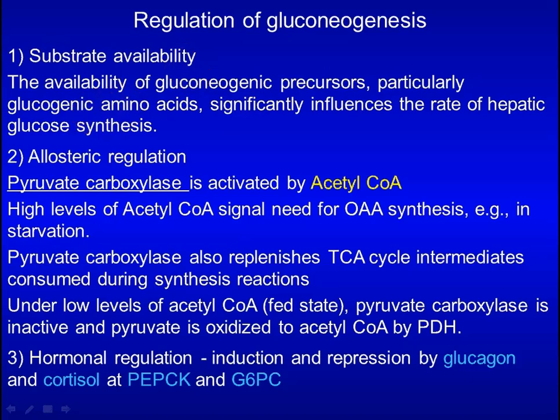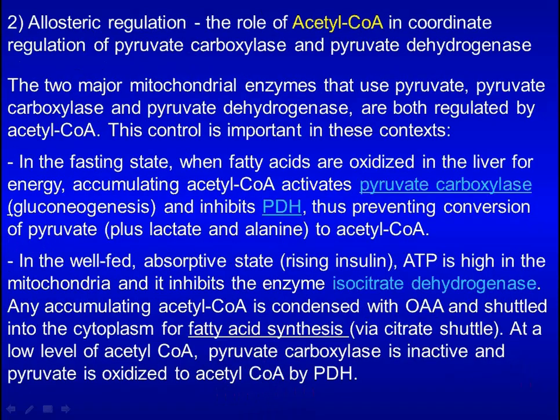Second, it is regulated by allosteric regulation. It occurs at pyruvate carboxylase, which is activated by effector acetyl-CoA. Third is transcriptional regulation. It occurs at PEPCK and G6PC genes by glucagon and cortisol. This slide emphasizes the role of acetyl-CoA in coordinated regulation of pyruvate carboxylase and pyruvate dehydrogenase.